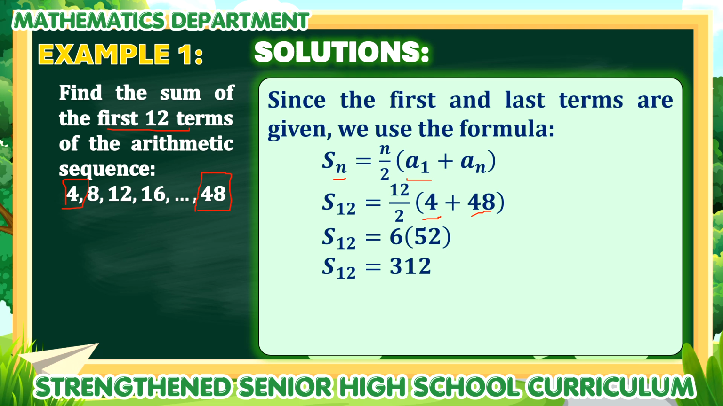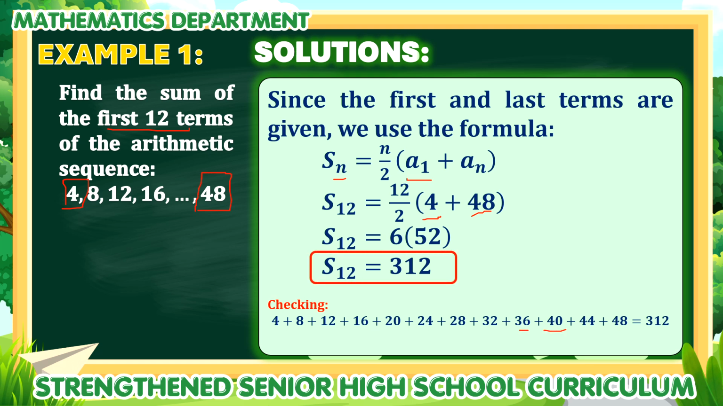Therefore, the sum of the first 12 terms of the arithmetic sequence 4, 8, 12, 16 up to 48 is equal to 312. You can also verify it by listing all the terms from 4 to 48 and adding them: 4 plus 8 plus 12 plus 16 plus 20 plus 24 plus 28 plus 32 plus 36 plus 40 plus 44 plus 48. When you add all these 12 numbers, you will obtain 312.